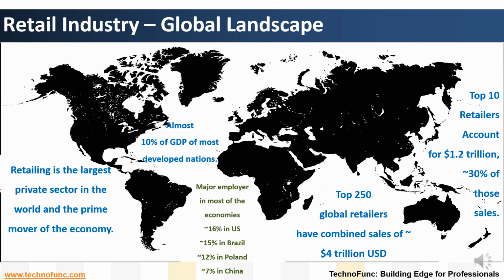The industry is also a major employer in most of the economies: up to 16% in the US, 15% in Brazil, 12% in Poland, and 7% in China. Typically, the top 250 global retailers have combined sales of approximately $4 trillion USD. The top 10 retailers account for $1.2 trillion, or about 30% of those sales.